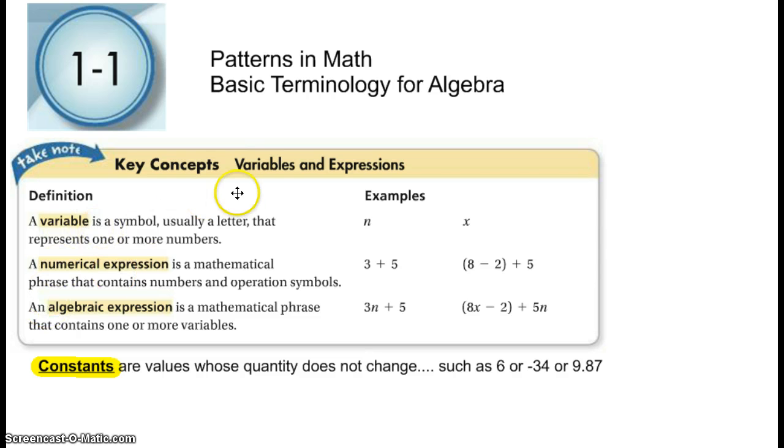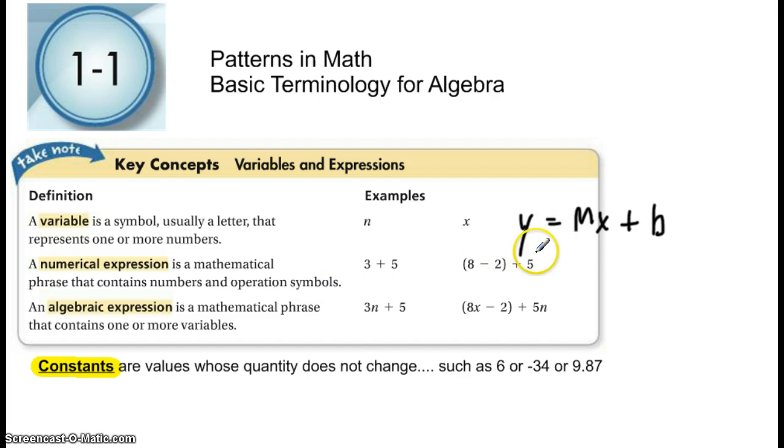A variable is just a symbol that is used to represent one or more numbers. N, X, sometimes you'll see the variable Y. Sometimes you'll see the variable M and X. Sometimes you'll see B. So they can be any letter of the alphabet, and as you might know, this is the slope-intercept form of a linear function.